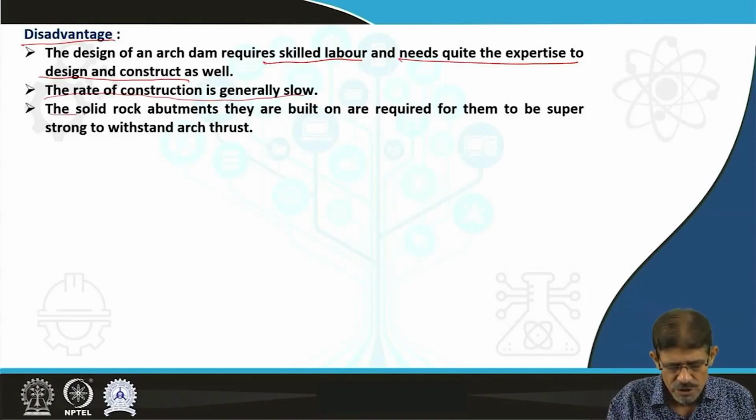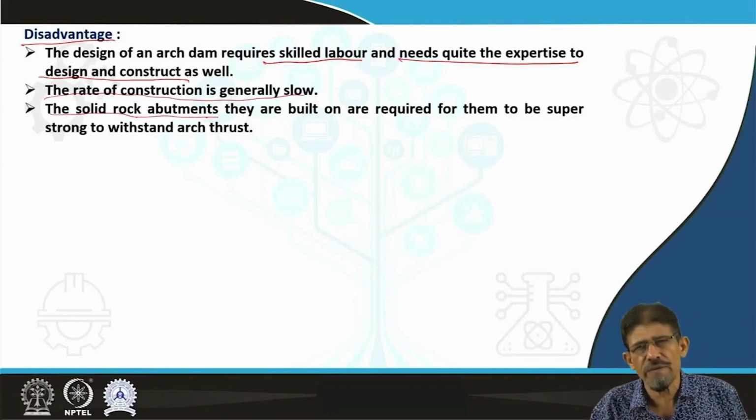And next, solid rock and strong rock abutments are required for construction of this type of dam. It means the arch dam location is not in the hands of engineers but in the hands of nature. Nature is going to provide some suitable location, so it is bounded by nature, not by us.